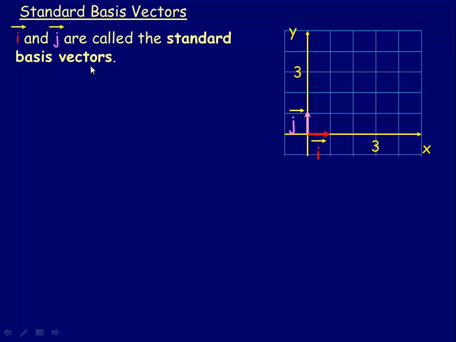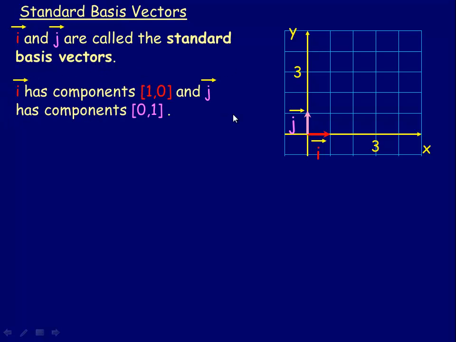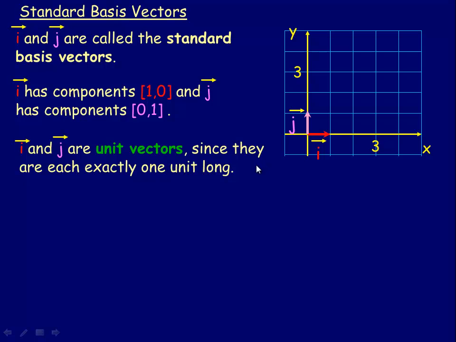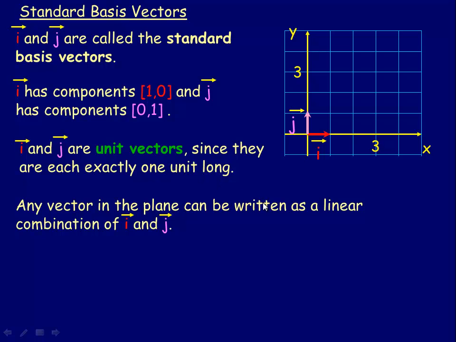The reason they're called the standard basis vectors is because any other vector can be written in terms of them very conveniently. So i has components, that's the vector 1, 0, and j is the vector 0, 1. And again, they're unit vectors because they are exactly 1 unit long. So any other vector in the plane can be written as a very simple linear combination of these two vectors.